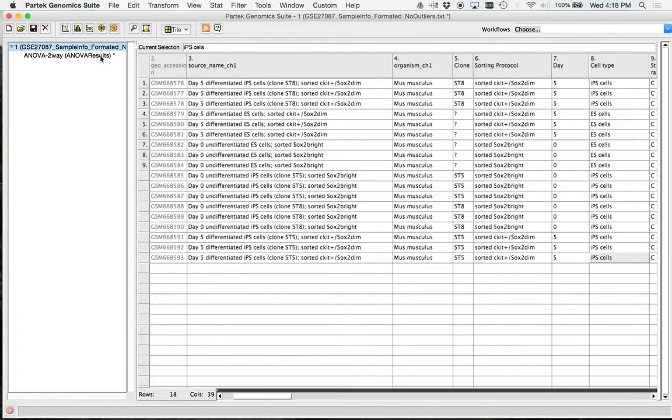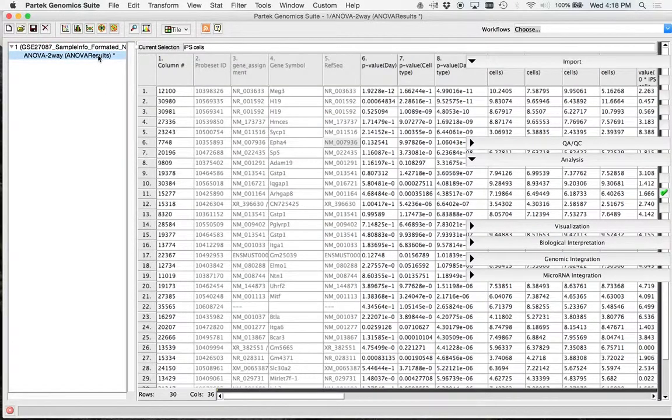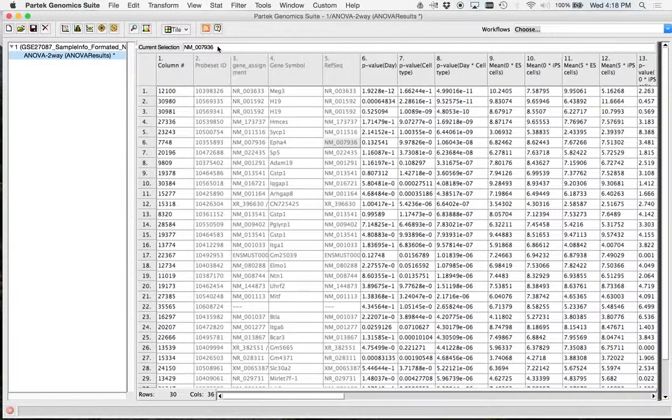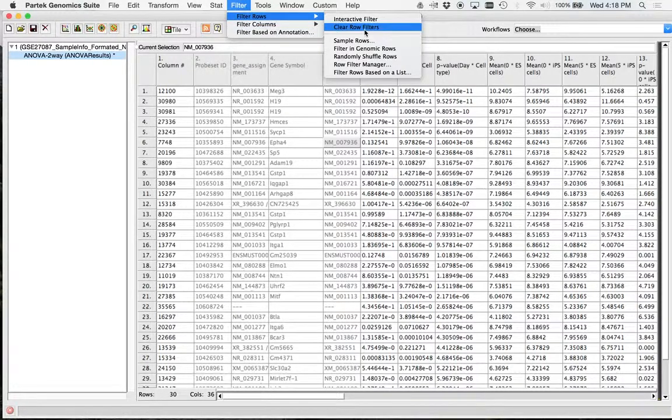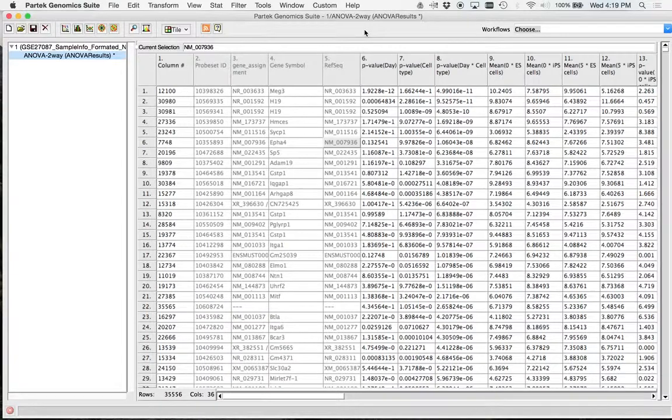Okay, so let's go back to our two-way ANOVA. I want to get rid of that filter. So we filtered rows, so clear row filters. And you will see how well you did. If you do it, you should have 35,556, right? Okay.